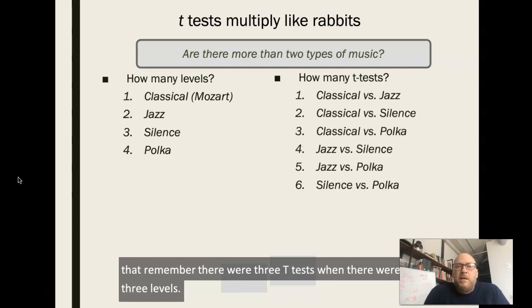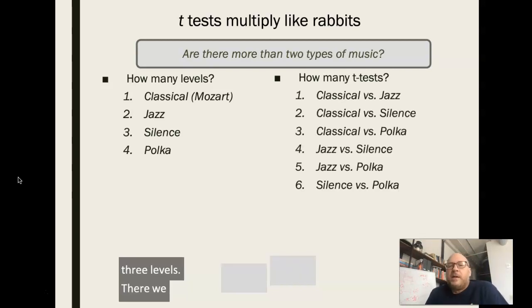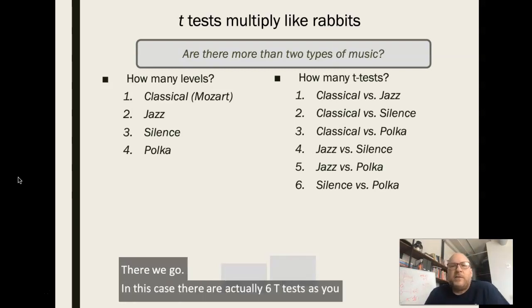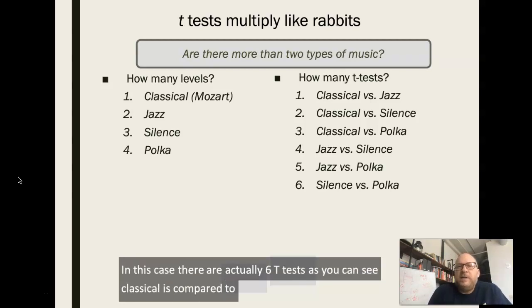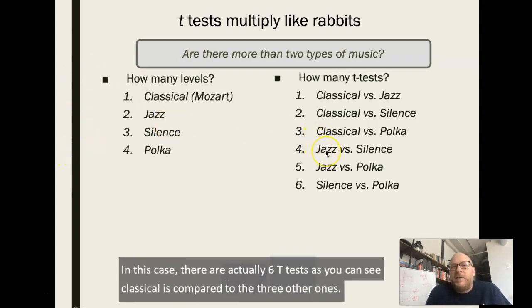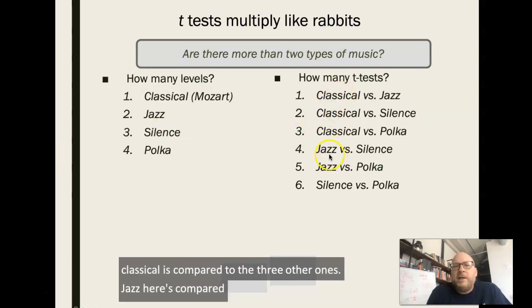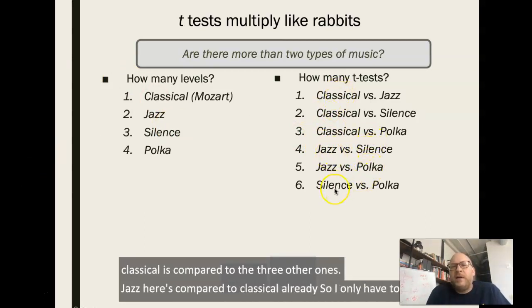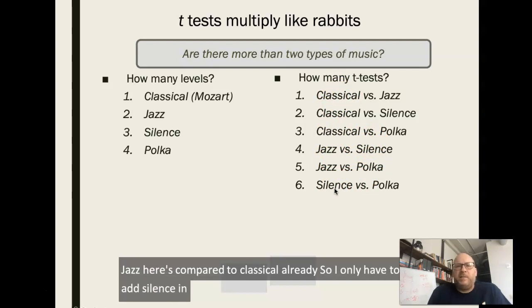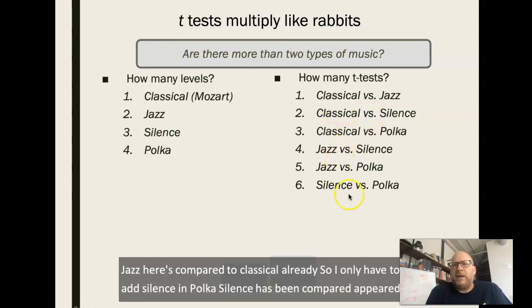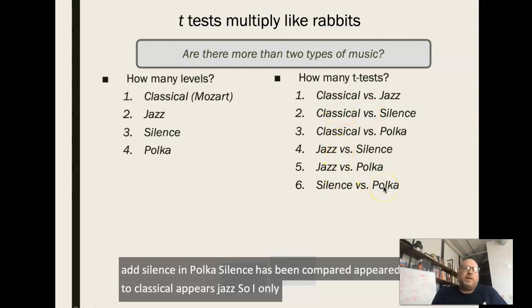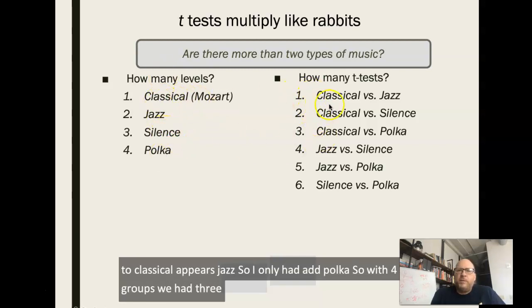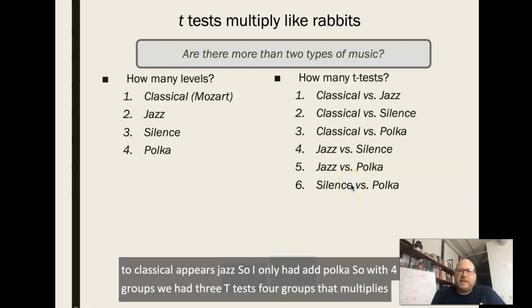Remember, there were 3 t-tests when there were 3 levels. Okay, there we go. In this case, there are actually 6 t-tests. As you can see, classical is compared to the 3 other ones. Jazz here is compared to classical already, so I only have to add silence and polka. Silence has been compared to classical and to jazz, so I only had to add polka. So with 3 groups, we had 3 t-tests, and with 4 groups, that multiplies all the way up to 6.